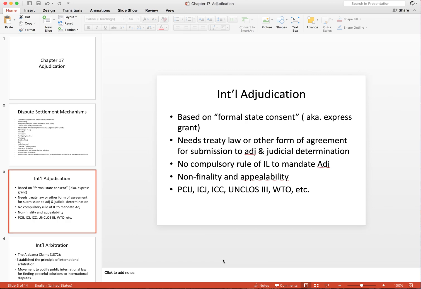There are a couple of mechanisms, well-known bodies for adjudication. For example, we have the Permanent Court of International Justice, the PCIJ, which was later on replaced by the International Court of Justice, the ICJ. You also have the International Criminal Court, ICC. You also have mechanisms for adjudication within certain international conventions or organizations. For example, you have UNCLOS 3 having its own adjudication mechanism, or the World Trade Organization is one of the more well-known organizations that has its own dispute settlement slash adjudication mechanisms.